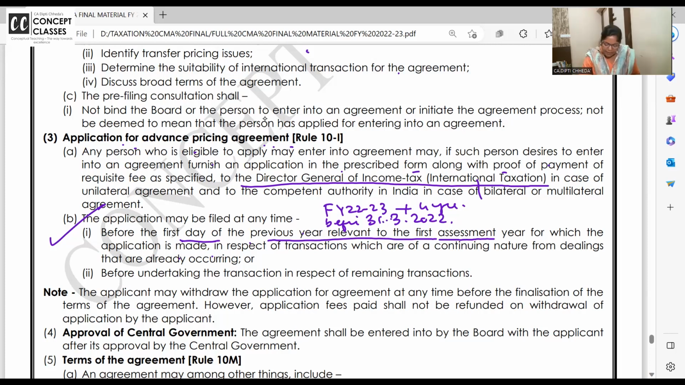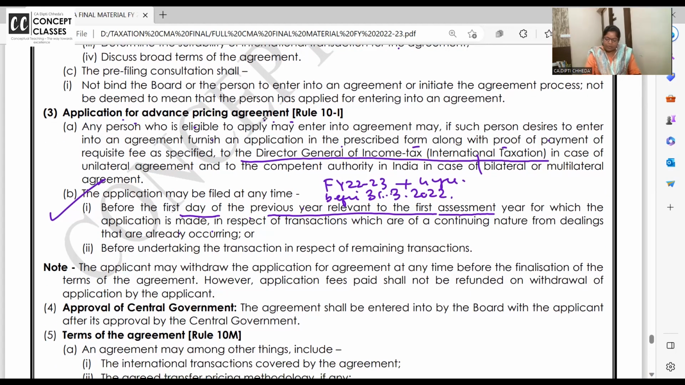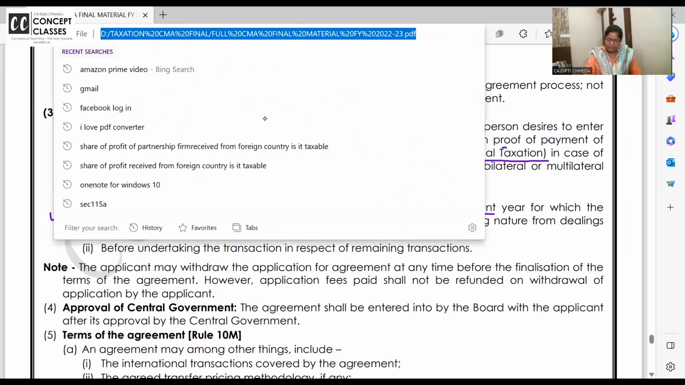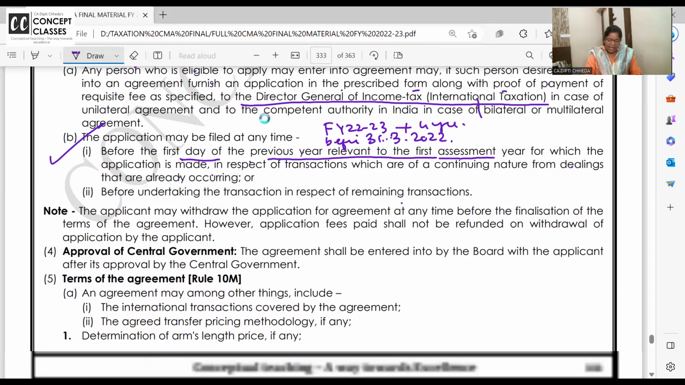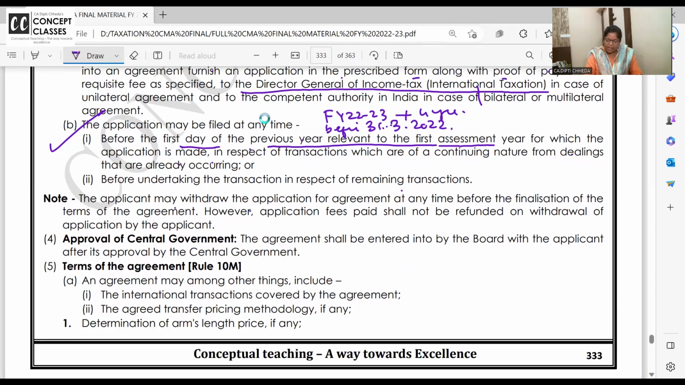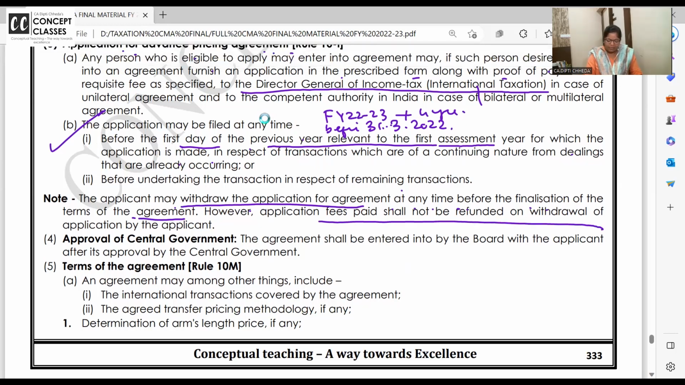ठीक है, लिखा आप सबने? Before the first day of the previous year for which application is made, and before undertaking the transactions. Applicant may withdraw the application for agreement at any time before the finalization of the terms of agreement. However, application fees paid shall not be refunded. Application fees नहीं मिलेगी, पर आप withdraw कर सकते हैं.